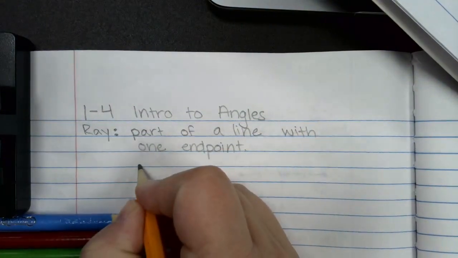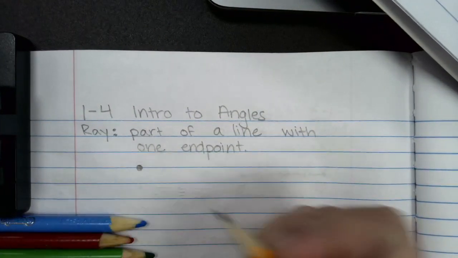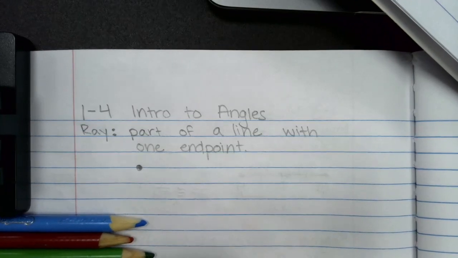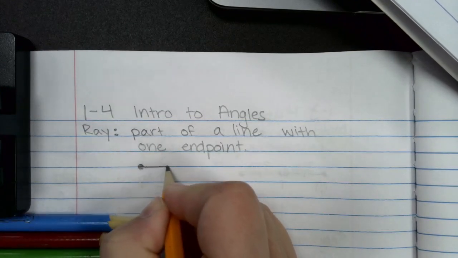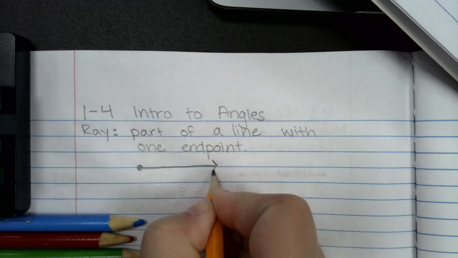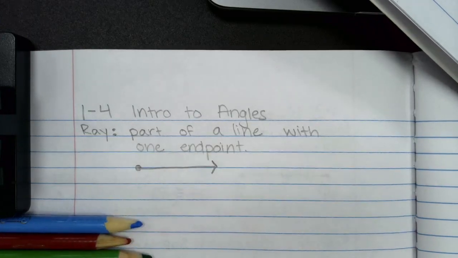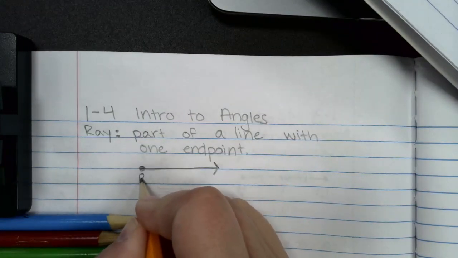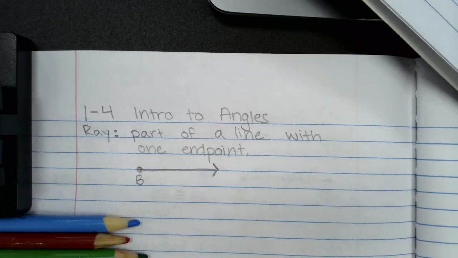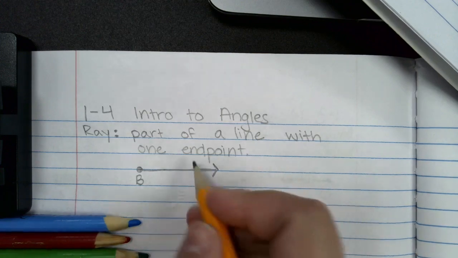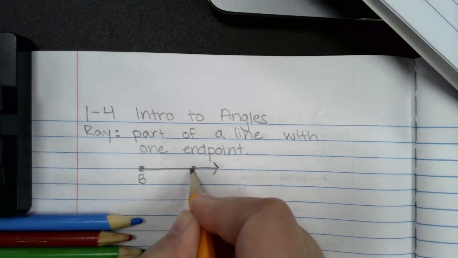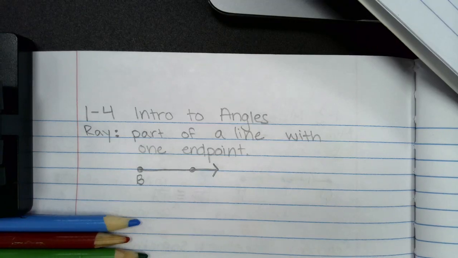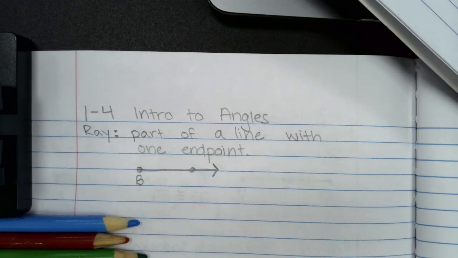A ray, we're going to have an endpoint on one side. And then it's going to continue on in that one direction forever and ever and ever and always. So if I name that one point B, we do need to have another point that it goes through. So add one more point, doesn't matter where on your ray there. Let's call that T.